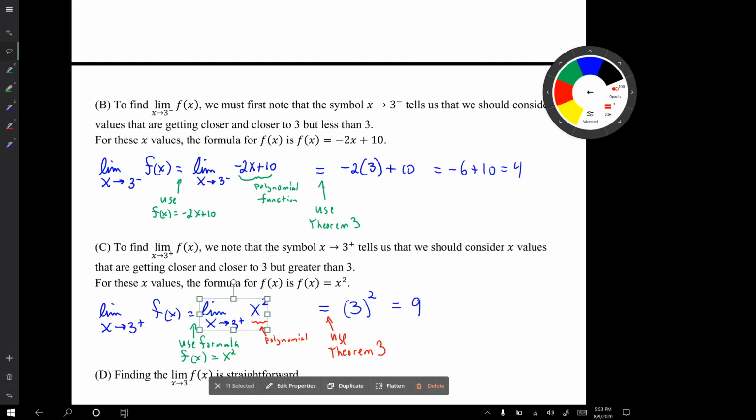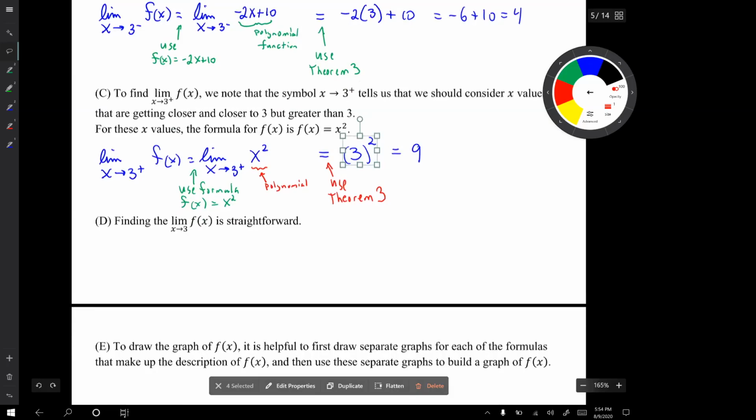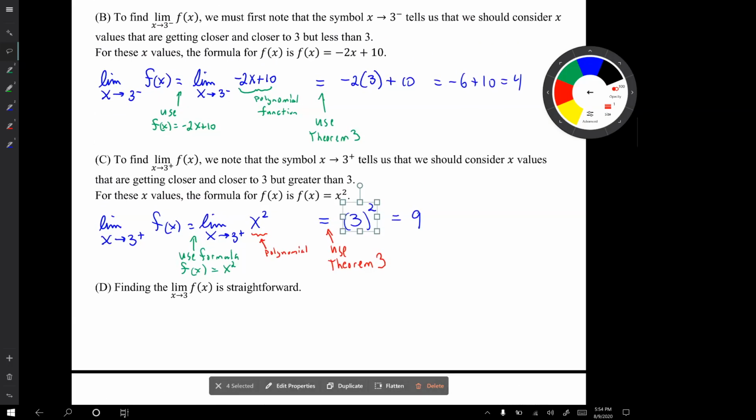It happens to be a limit of a polynomial, so we used theorem 3, and that told us that we could just simply substitute in the x value, so we get the number 9. All right, well, the unrestricted limit, that is the two-sided limit, is straightforward. Because these two left and right limits don't match, notice that the limit in question B was the number 4, the limit in question C was the number 9, so for question D we say that the limit does not exist because the left and right limits don't match.